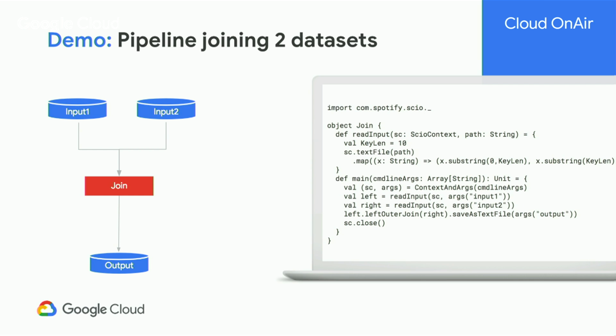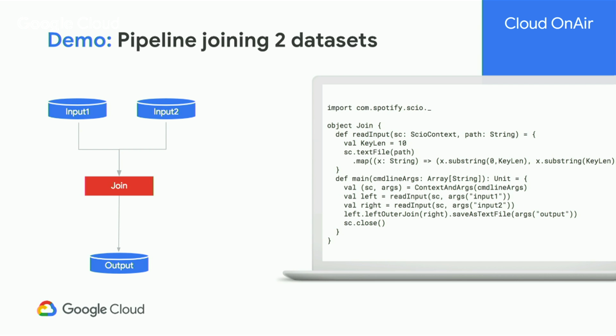On the right-hand side, you see the code of my pipeline. I use Scala to develop this pipeline, and I also relied on a package developed by one of our customers, Spotify. This package is called Scio. Makes it really easy to write pipelines. I'll quickly explain what happens in this script.